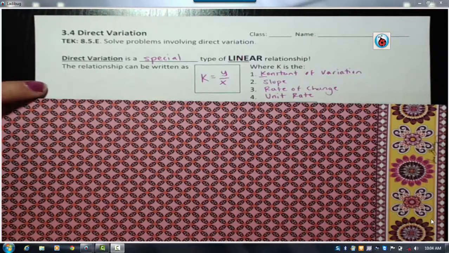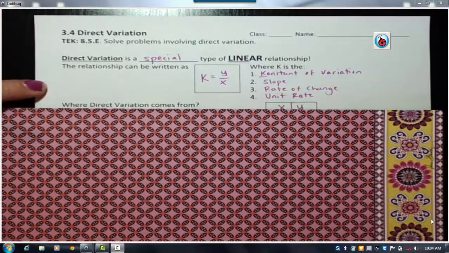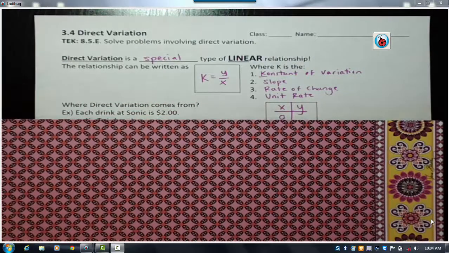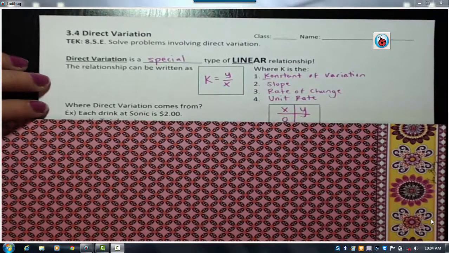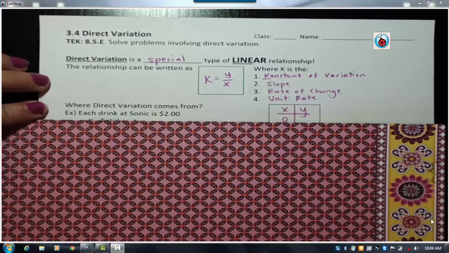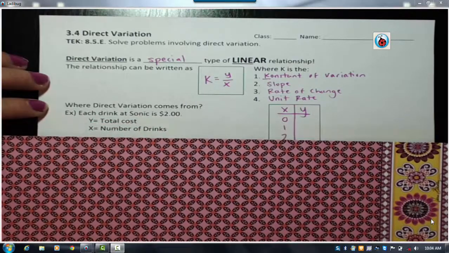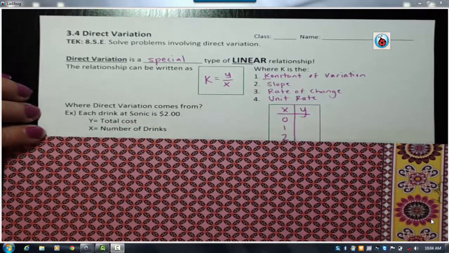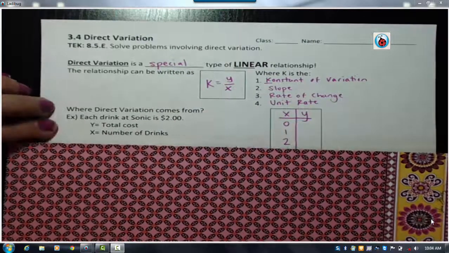So if we're looking at where direct variation comes from, I always look at this example to start out with. If we're going to Sonic and each drink is $2, so we're going to get these special prices. So if each drink is $2, first let's identify our x and our y. Let's say that y is the total cost of drinks and x is the number of drinks.